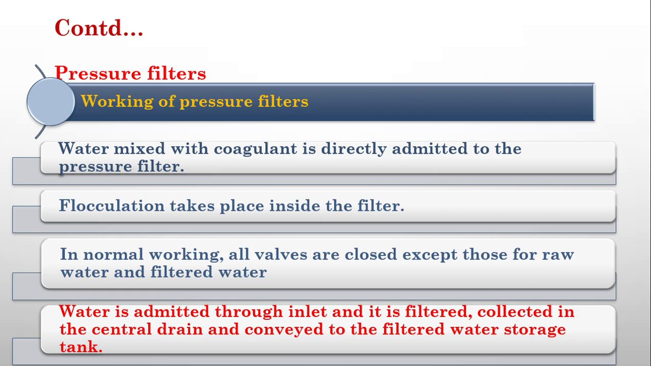In normal working, all the valves will be closed except those for raw water and filtered water. As I have explained earlier, the raw water valve as well as the filtered water valve will be open. All the other valves will be closed. Water is admitted through the inlet. It is filtered, collected in the central drain and conveyed to the filtered water. All the other things are the same as rapid sand, but the only difference is water is allowed into the filter at a pressure, and coagulants will be added to the water.